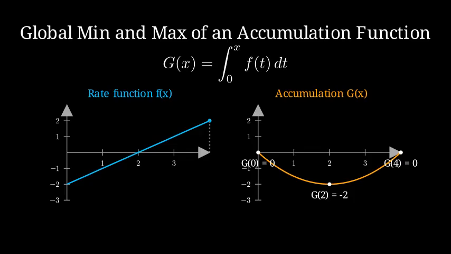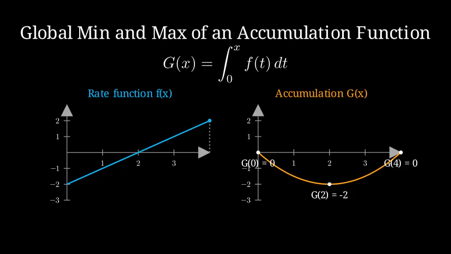Let's mark those values on the accumulation graph. Now we compare the values. The smallest value is negative 2 at x equals 2, so that is the global minimum. The largest value is 0, and it occurs at both endpoints x equals 0 and x equals 4. That is our global maximum.